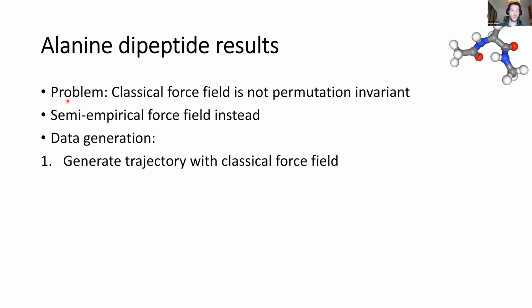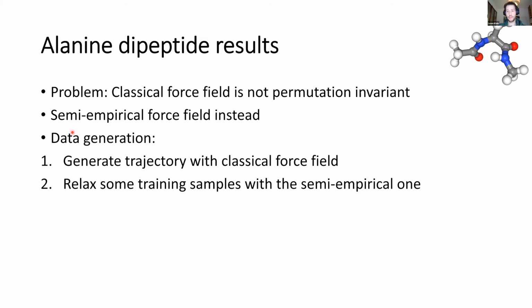Yeah. Oh yeah, this is an important thing I should have mentioned. I think it's 100 times more expensive than a classical force field. So generating an MD trajectory would be much more expensive. So what we do instead, we generate this classical data, and then we pick some training data. And for these training samples, we run really short trajectories with this semi-empirical force field. So we relax these samples essentially.